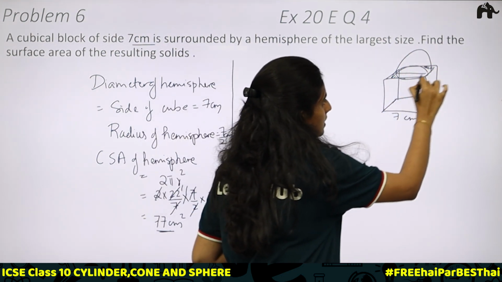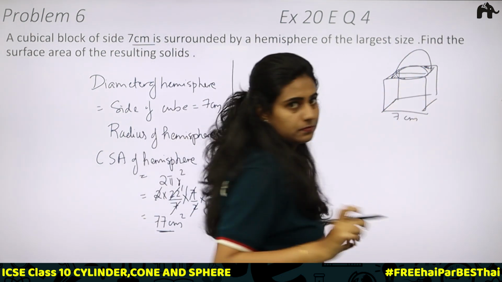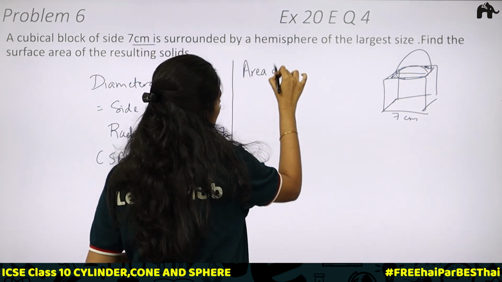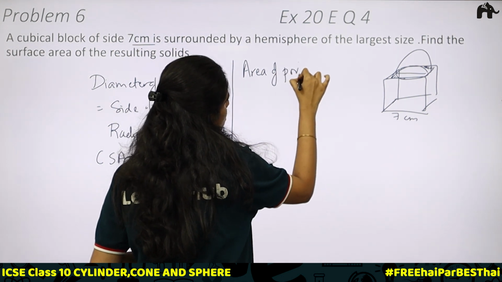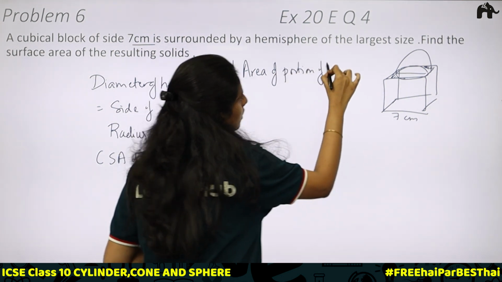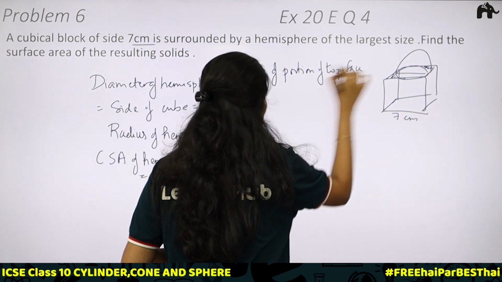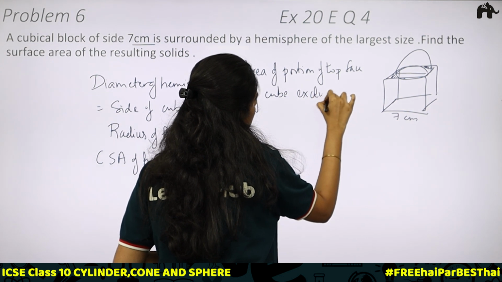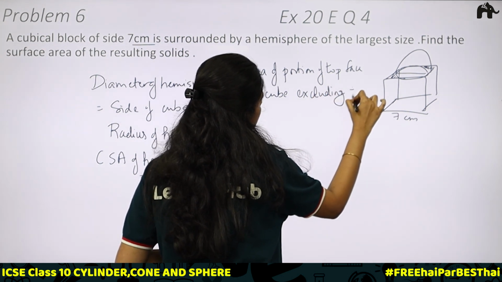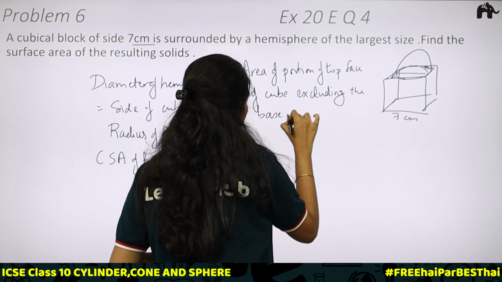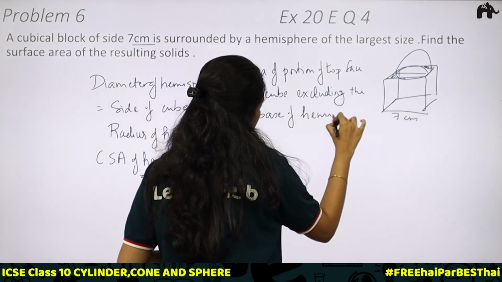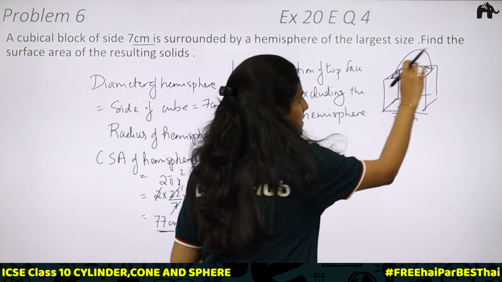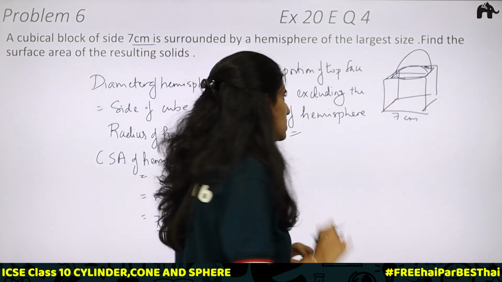Then we need to find the area of this portion, which is the area of portion of top face of cube excluding the base of hemisphere. It will be equal to, here this is a square. What is the area of square? Side into side.